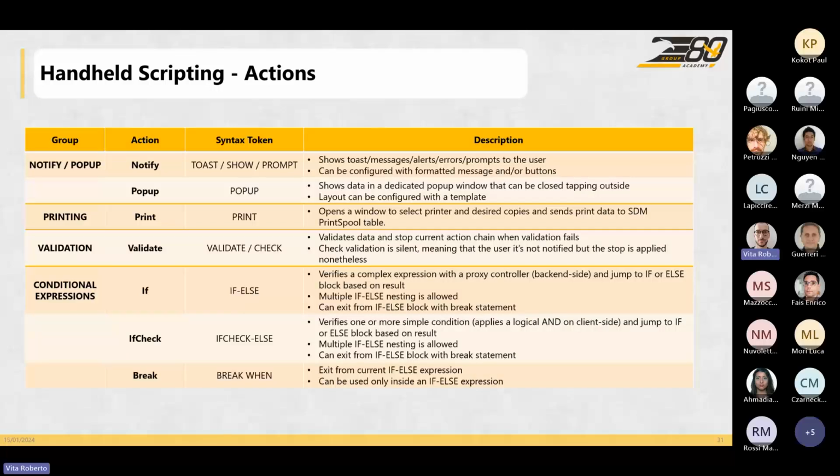If check is similar to if-else expression. The only difference is that we can verify only simple conditions, so simple data that are defined inside our dictionaries as we saw. So, for example, we have a variable inside our model dictionary that is a Boolean, and we can check this variable to see if it's true or not. And this is done at client side, of course. We do not need a proxy controller or Dynamic-BFF to do this check.